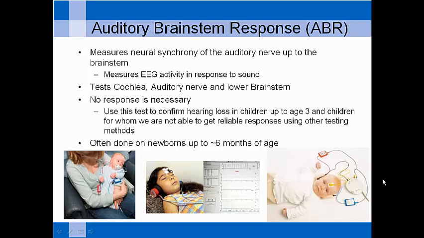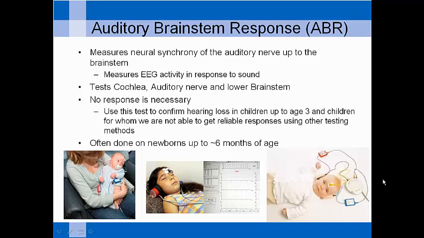The ABR is also known as the auditory brainstem response. This test is measuring the neural synchrony of the auditory nerve. So basically the nerve's response to sound and how it's firing and how it's responding to different volumes or different levels of sound. This actually tests the cochlea of the inner ear, the auditory nerve, and the lower brainstem.